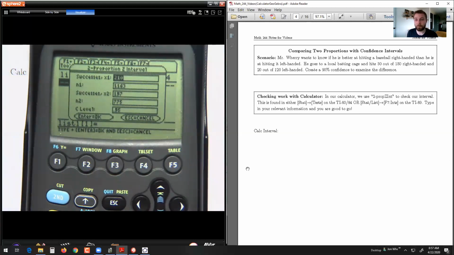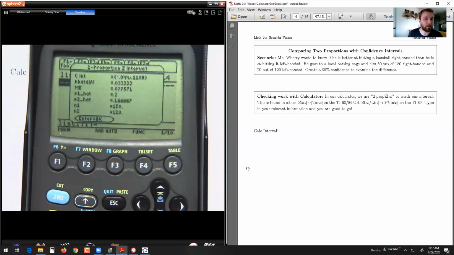Number of successes for the first group. Well, I said I was going to do right-handed and then left-handed. So right-handed, I had 30 successes out of 150 trials. Left-handed, I have 20 out of 120. And my confidence level, I'm always writing this as a decimal, 0.90. I hit enter. I hit enter again to verify I've typed in the numbers correctly.